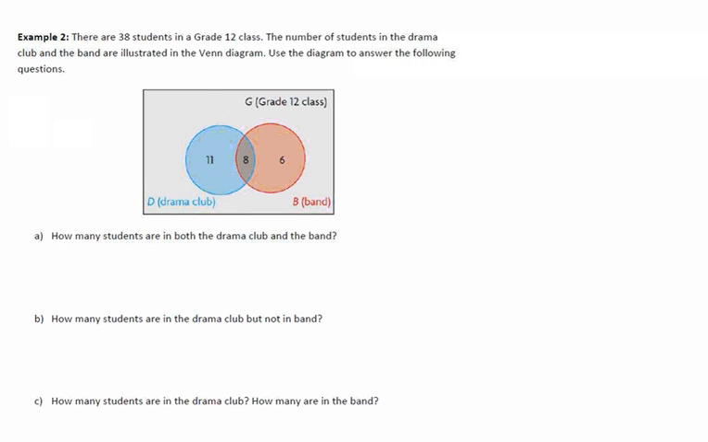So anyways, for the people at home, let's stay on track. There are 38 students in grade 12. The number of students in the drama club and the band are illustrated in the Venn diagram. Use the diagram to answer the following questions. First off, how many are in band or drama? Band or drama, that's my question.